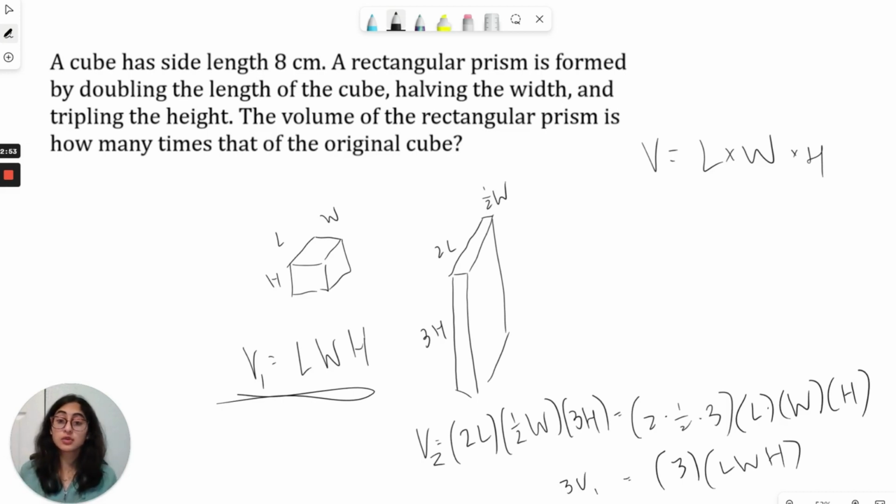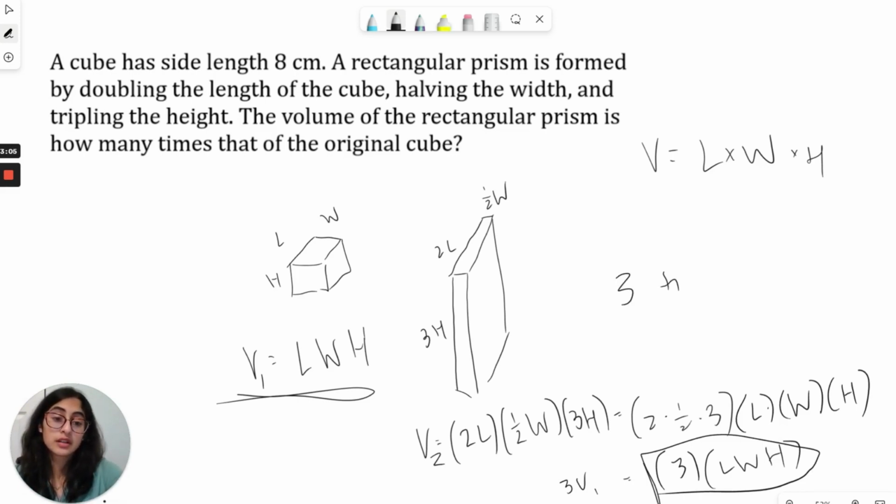And that's exactly what the question is asking. The question is asking the volume of the new prism is how many times that of the original. And it tells us right here, LWH, that's the one of the original. So the new one is 3 times the volume of the original.